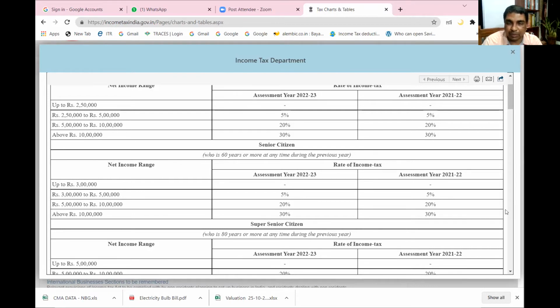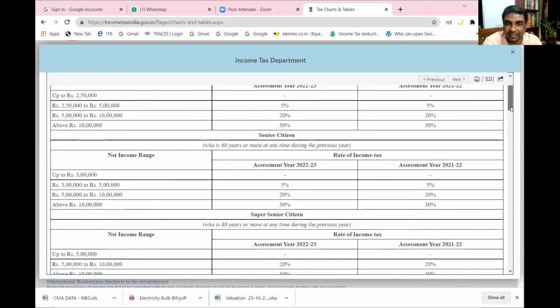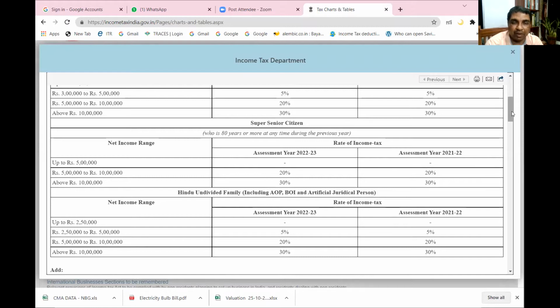And in case the person is 80 years or more, then up to 5 lakh, what will be the tax? Nil. And 5 lakh to 10 lakh, 20%. Above 10 lakh, 30%. Okay, this is the tax that you already know.